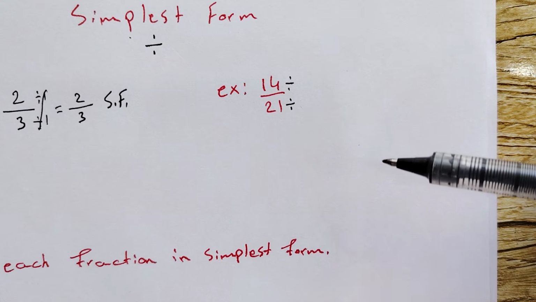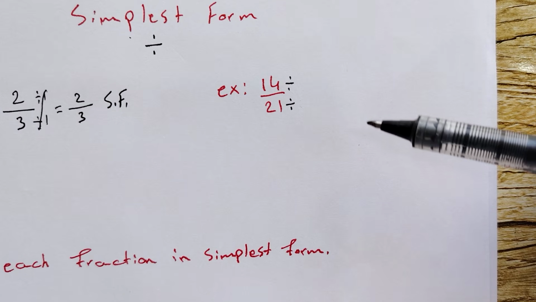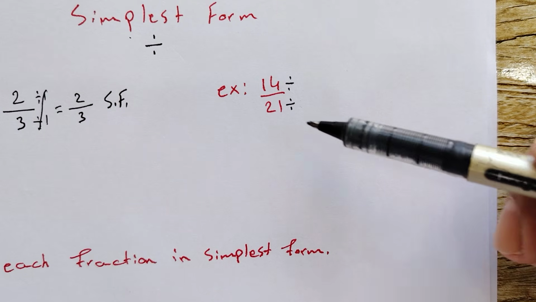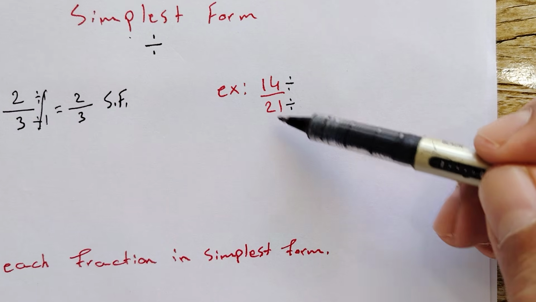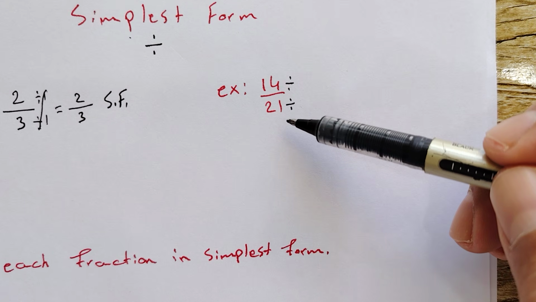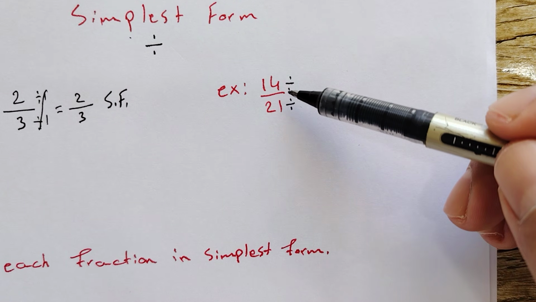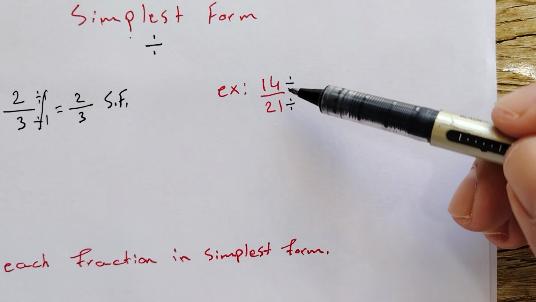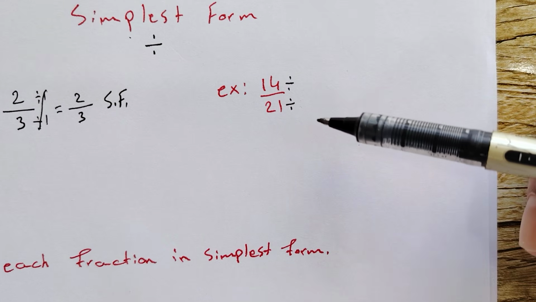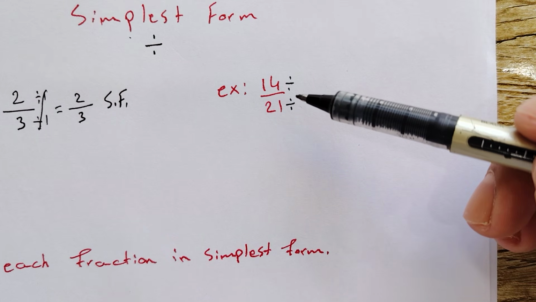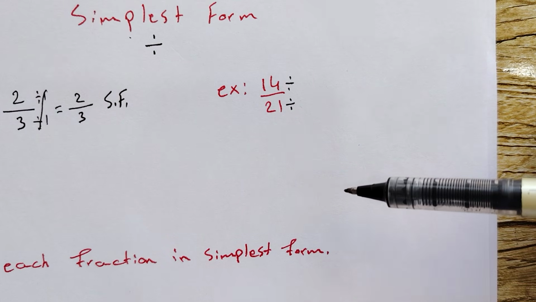Can I divide them by 3? We have a multiplication that's of 21. For example, 3 times 7 is 21, but we don't have any multiplication of 3 that's equal to 14. 3 times 4 is 12, 3 times 5 is 15, so we cannot divide them by 3.